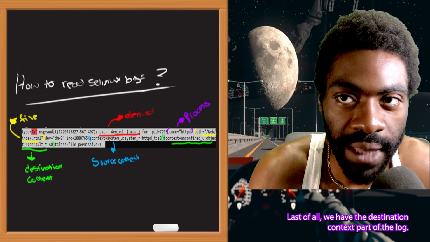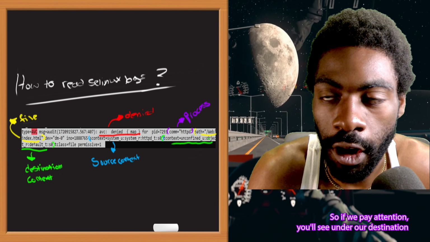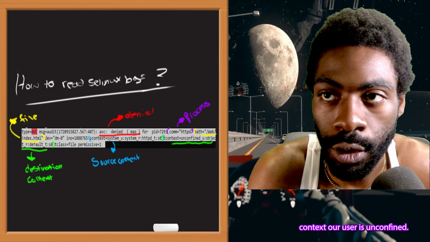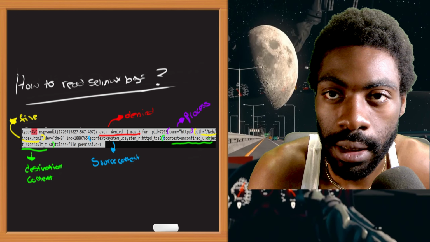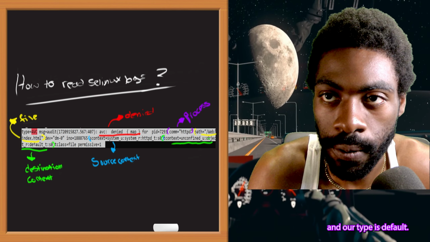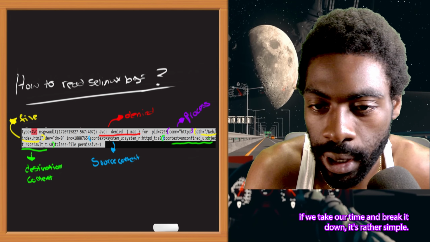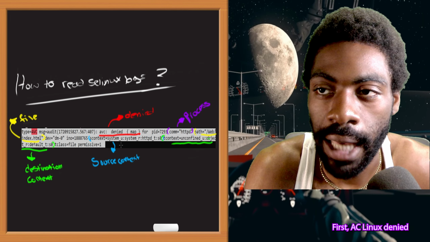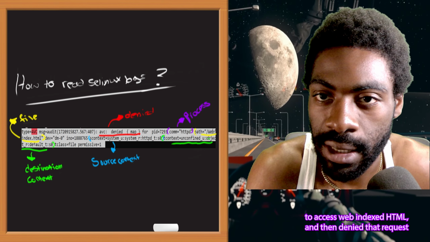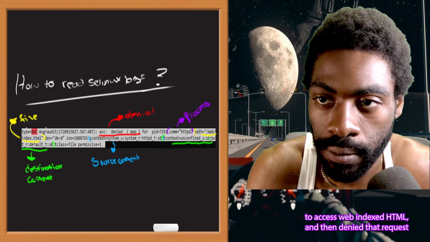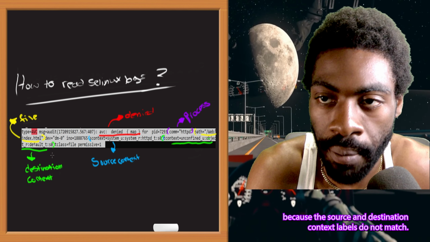Last of all, we have the destination context part of the log. So if we pay attention, you'll see under our destination context, our user is unconfined, our role is object, and our type is default. So even though this log is somewhat complicated at first glance, if we take our time and break it down, it's rather simple. First, SELinux denied our request for httpd to access web/index.html, and it denied that request because the source and destination context labels do not match.